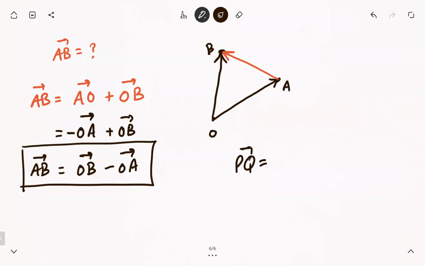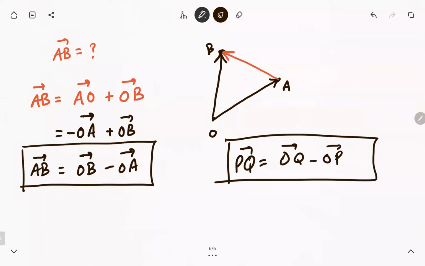Sorry, मैं unmute करना भूल गया. Ryan Mir, will it be OQ? Yes, you are right. Yes, Abdullah Shahid, what will be that? PQ. Sir, OQ minus OP. OQ minus OP. It will be OQ minus OP. So generally we can say position vector of second minus position vector of first.